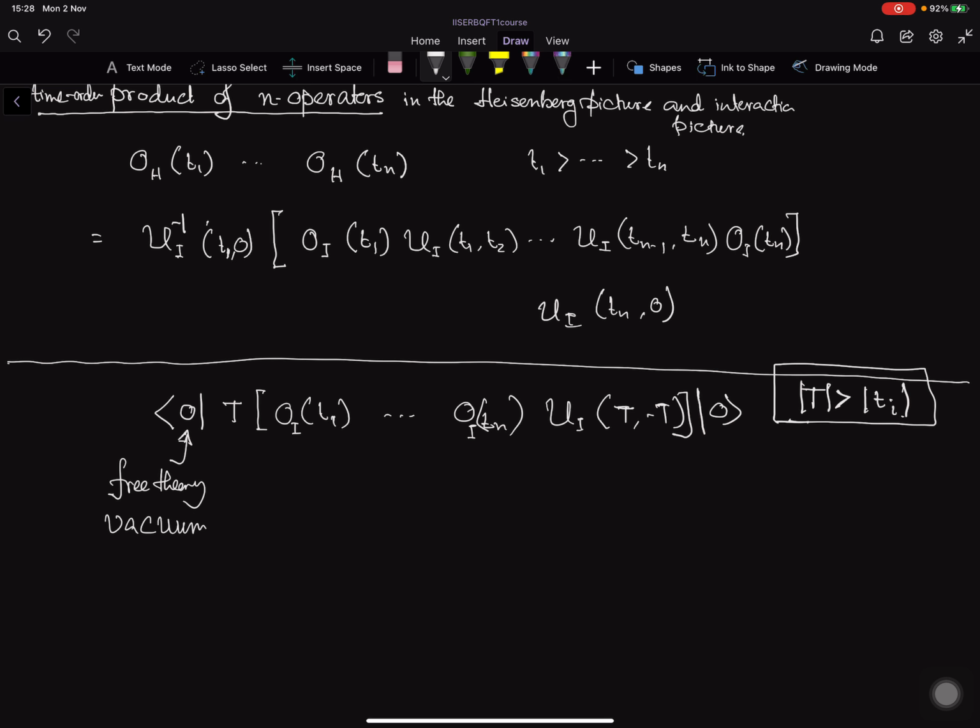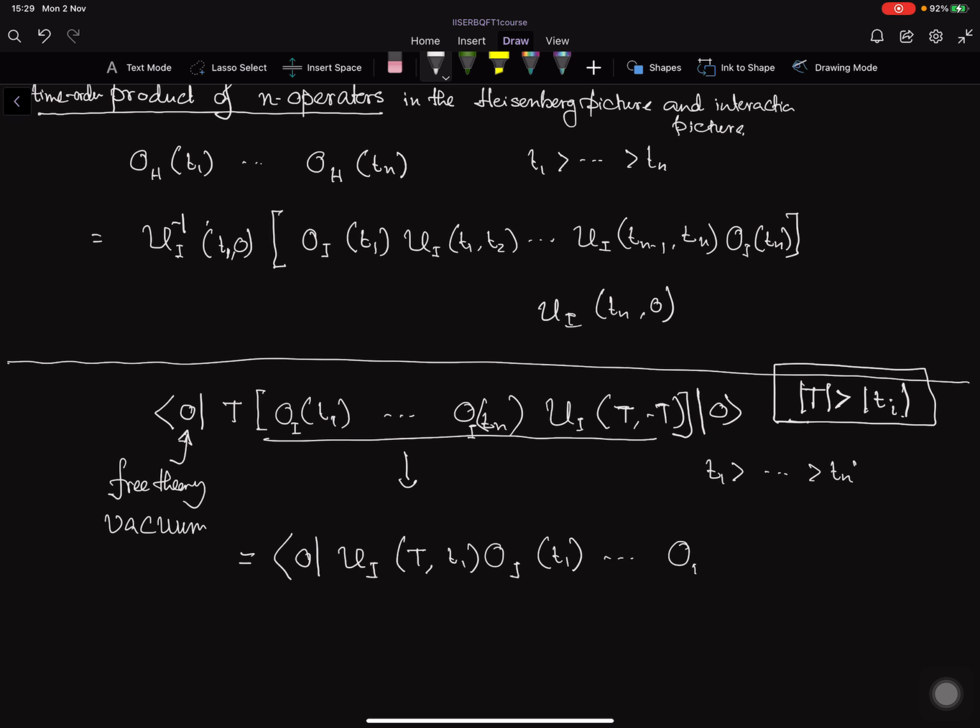Okay, so by definition, let's choose t1 greater than dot dot dot greater than tn, a particular time ordering. Then the meaning of this is that it is the same as U_I (t, t1) O_I (t1) dot dot dot O_I (tn) U_I (tn, -t).